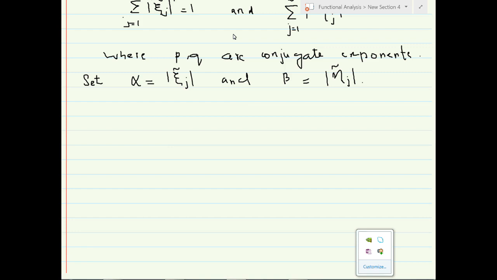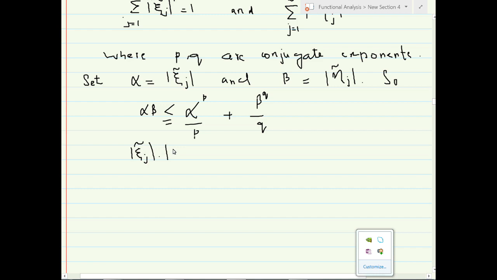Therefore, we have alpha multiplied with beta is less than or equal to alpha raised to the power p divided with p plus beta raised to the power q divided with q. Set the values of alpha and beta here. Absolute value of xi j tilde multiplied with absolute value of eta j tilde is less than or equal to absolute value of xi j tilde whole power p divided with p plus absolute value of eta j tilde power q divided with q.